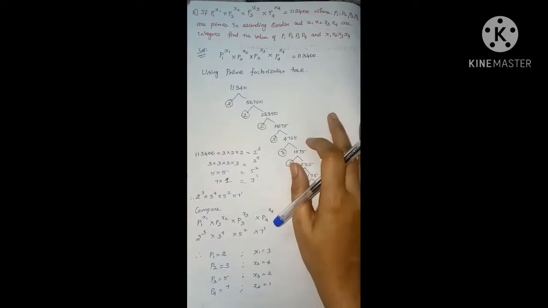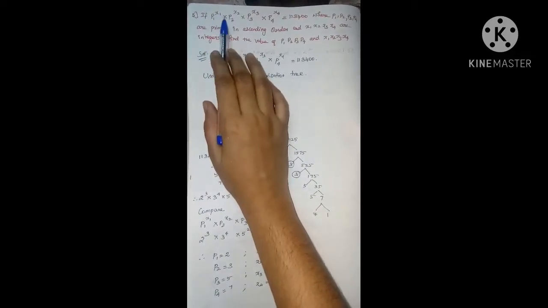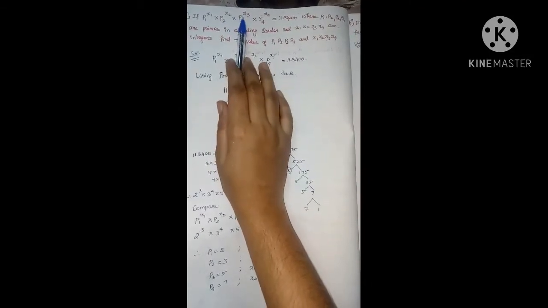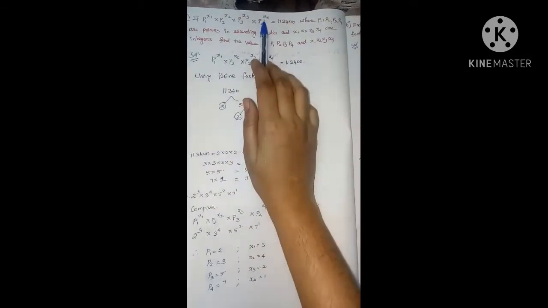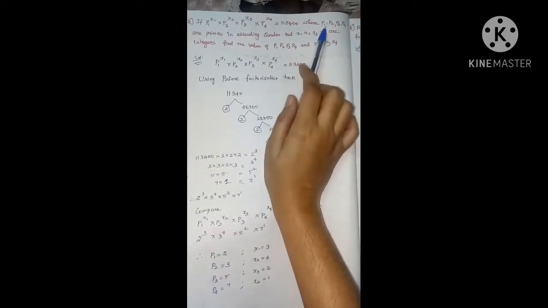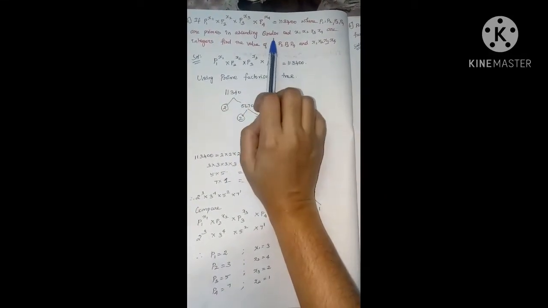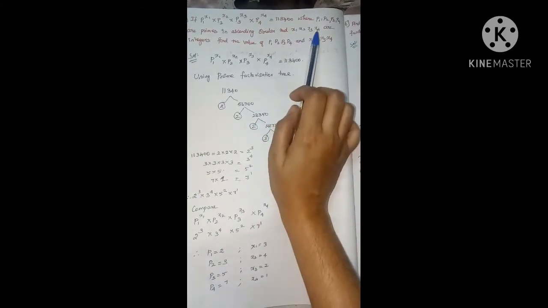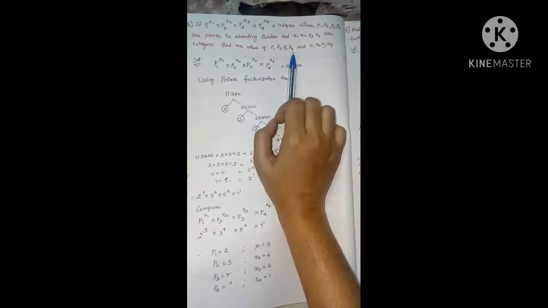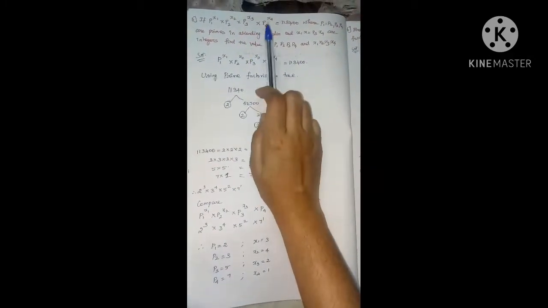Question number 5 from exercise 2.2. Listen to the question. If P1 power x1 into P2 power x2 into P3 power x3 into P4 power x4 is equal to 113400, where P1, P2, P3 and P4 are the primes in ascending order and x1, x2, x3, x4 are the integers, find the value of P1, P2, P3, P4 and x1, x2, x3, x4. So first write your condition which is given in the question.